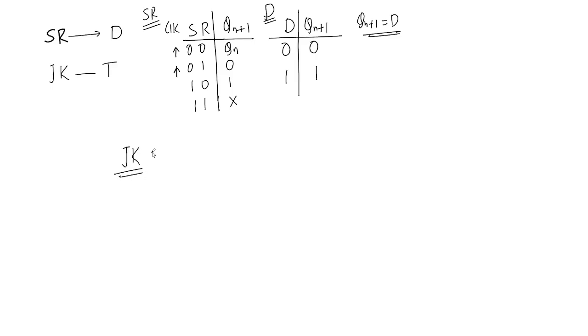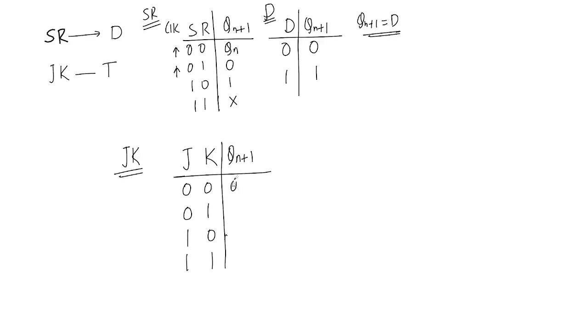And JK means whatever unused state is there in the SR flip flop, you are going to overcome in the JK. So JK, just Qn plus 1: 0 0, 0 1, 1 0 and 1 1. This is memory state, reset state, set state, and this is toggle state. Whatever the unused state is there, you are going to use in the JK flip flop.